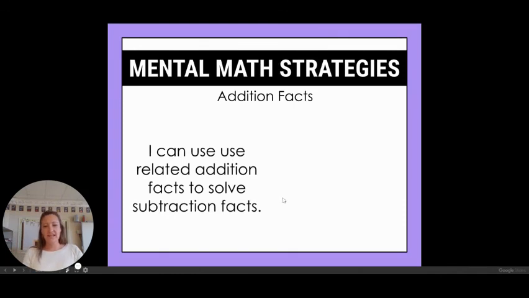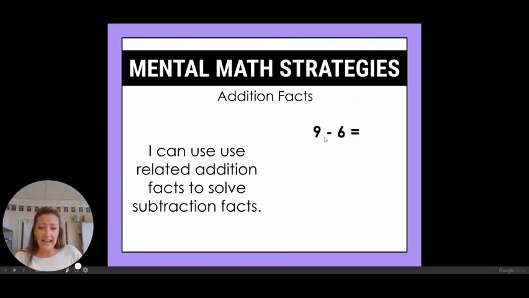Our last strategy is thinking about addition facts. So I can use the related facts to solve subtraction facts. This is the same way that we were thinking about our fact families. I know that addition and subtraction undo each other. So sometimes I just have to think about, well, what would be that addition problem? And then I can use that to know my subtraction problem.